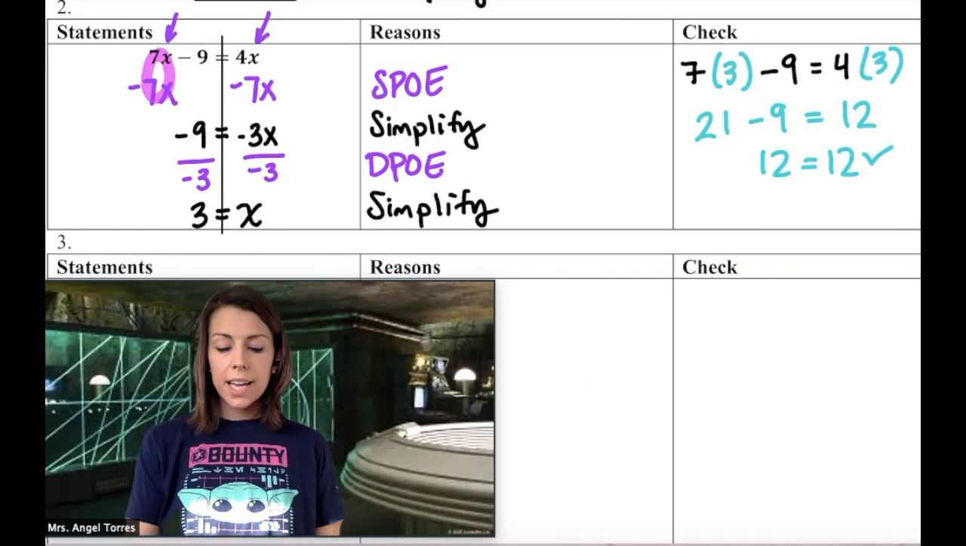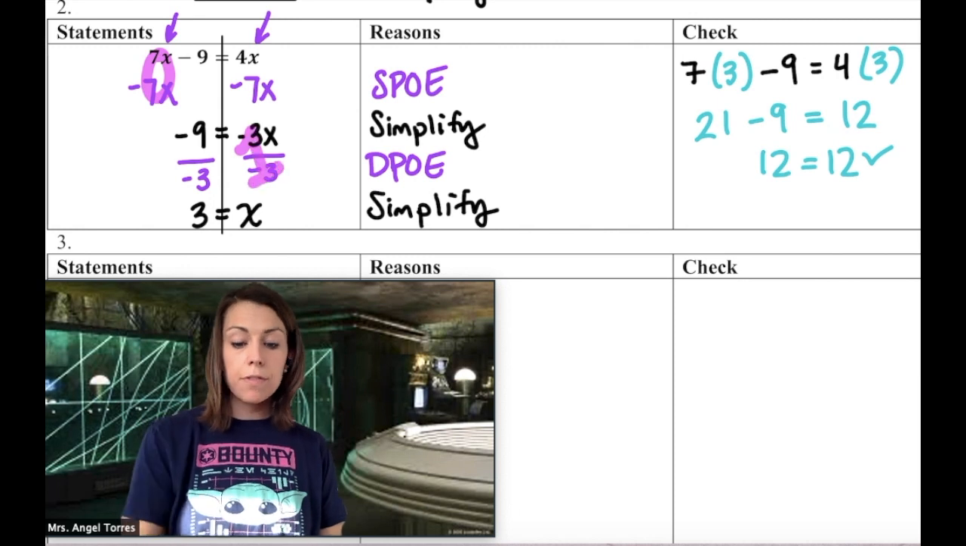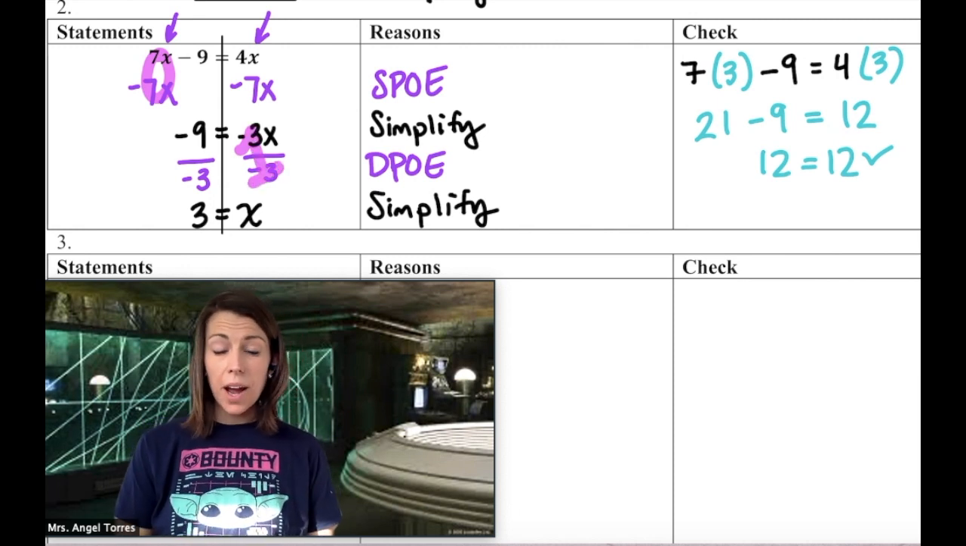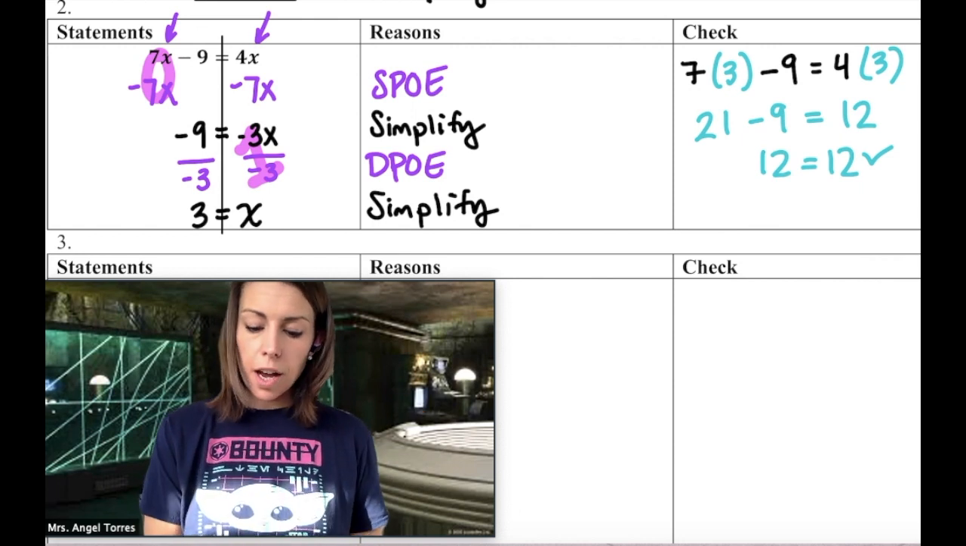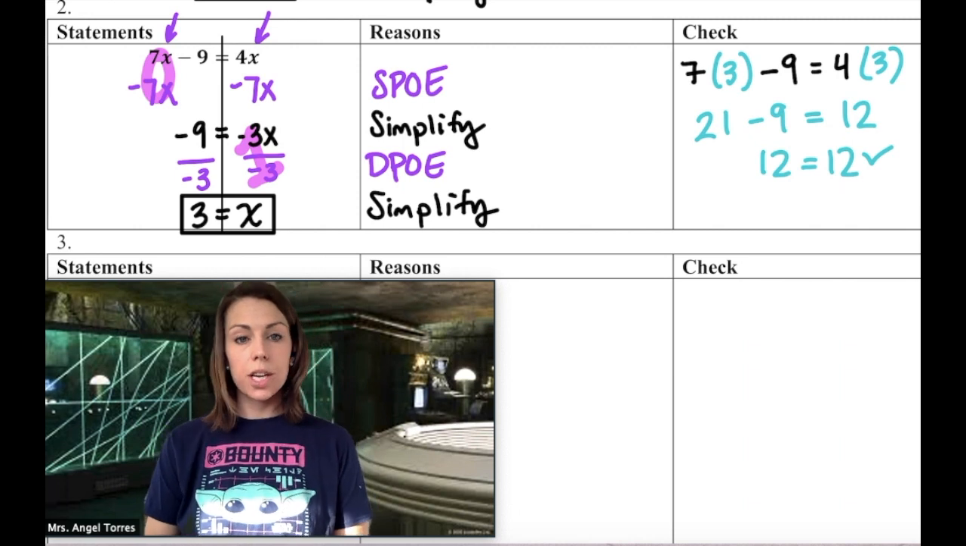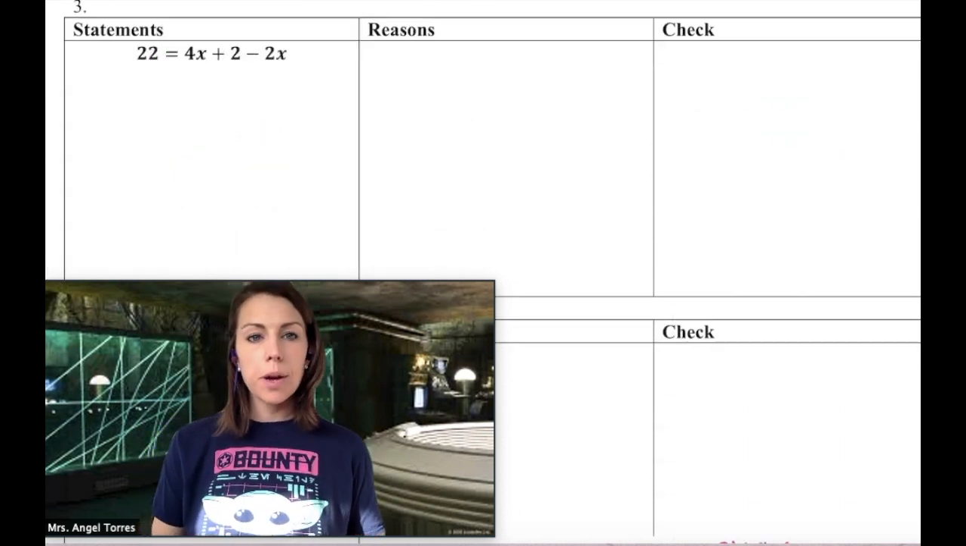All right, looks like the next step would be to divide by negative 3, because x ended up on the right, and you get 3 equals x. It does check out, which means it is deserving of the box because 3 is the correct solution to this equation. On to number 3.